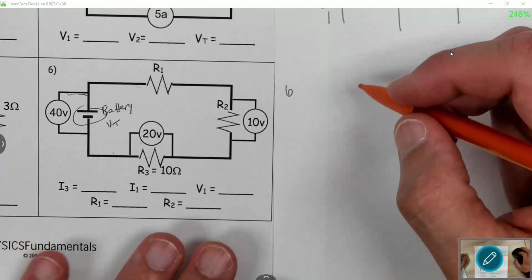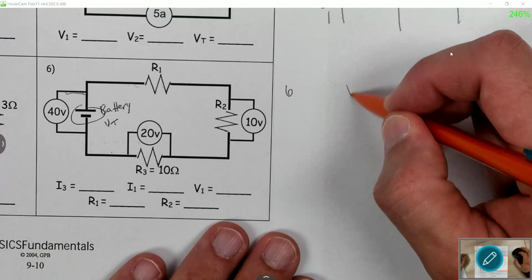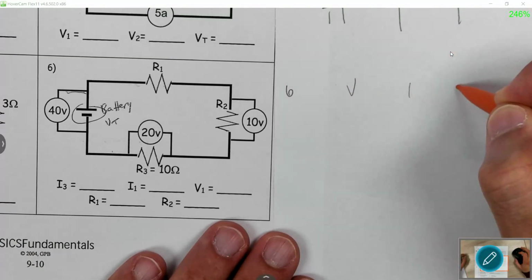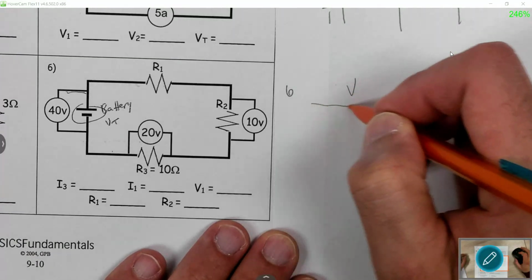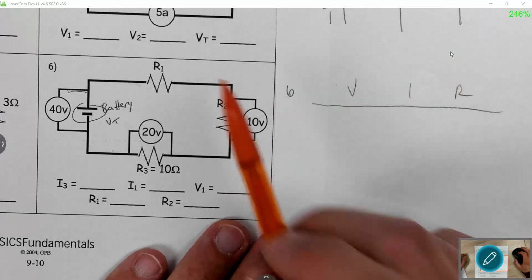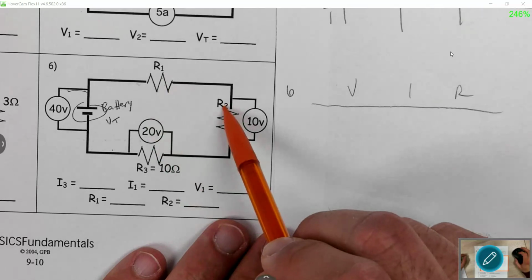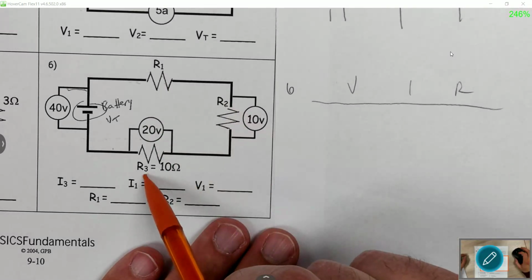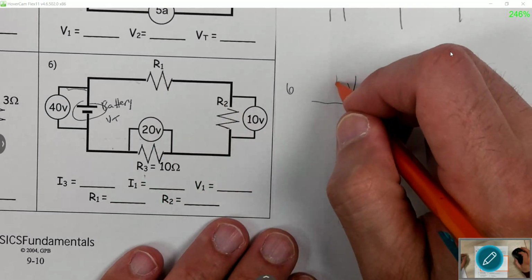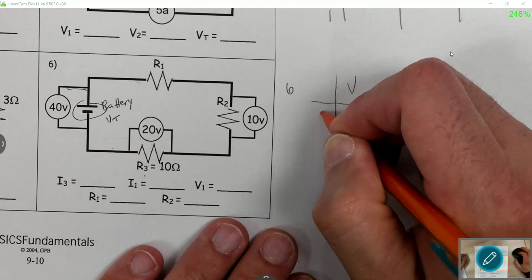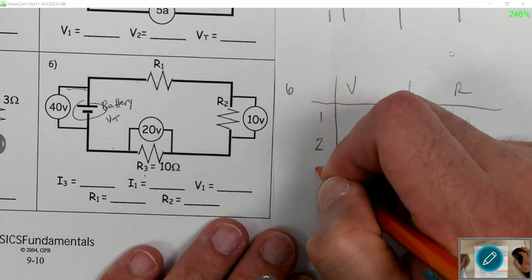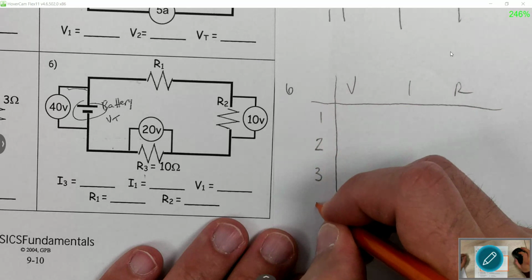So for 6, we need to make our VIR table. So we have V, I, R. How many resistors do we see in number 6? R1, R2, R3. Okay, so we have to do 1, 2, 3, and T.